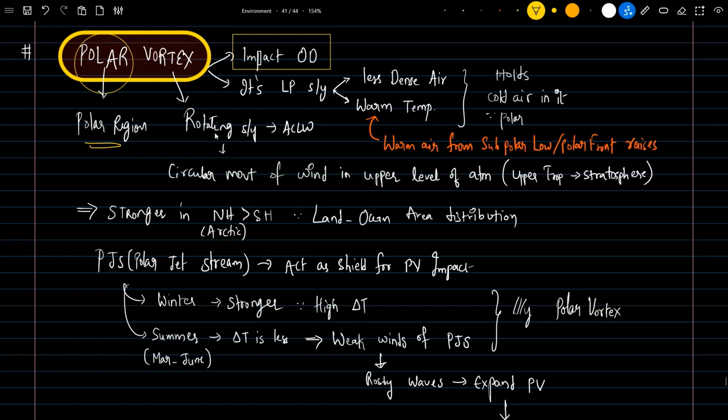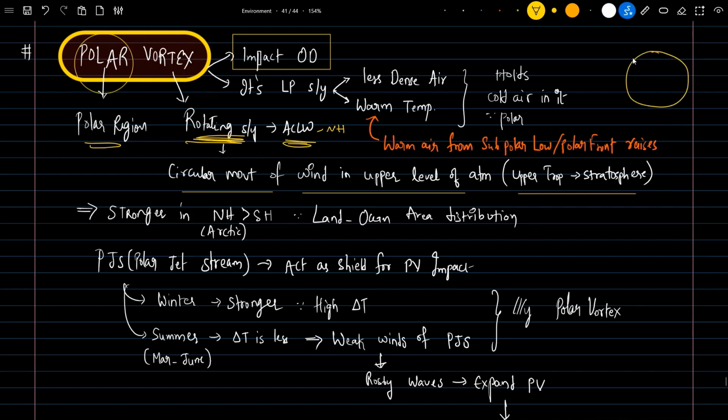And what does vortex mean? Vortex is nothing but a rotating system. Here the rotation is happening in anti-clockwise direction in the northern hemisphere, whereas in clockwise direction in the southern hemisphere. So what is a rotating system? It is simply a circular movement of wind in the upper level of atmosphere. This polar vortex happens from the upper troposphere or tropopause and extends until the stratosphere.